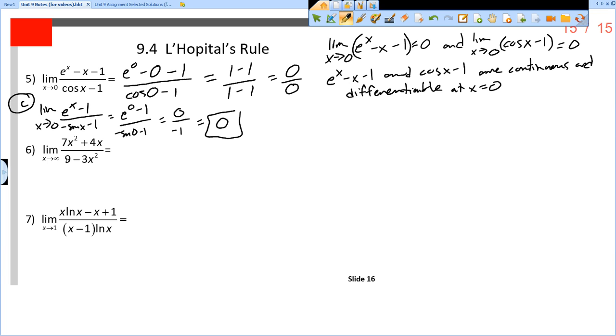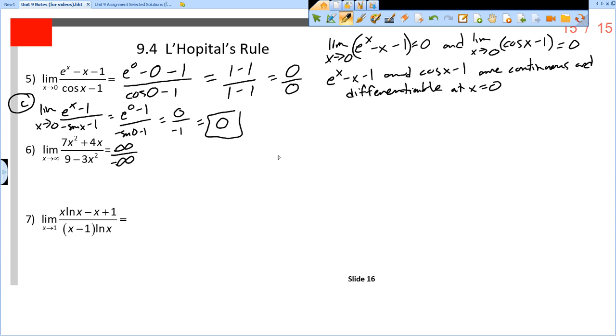Next, we have the limit as x approaches infinity of 7x squared plus 4x over 9 minus 3x squared. We're going to evaluate 7 times infinity squared plus 4 times infinity. That is going to be an infinite value divided by 9 minus 3 times infinity, that would be negative infinity, right?